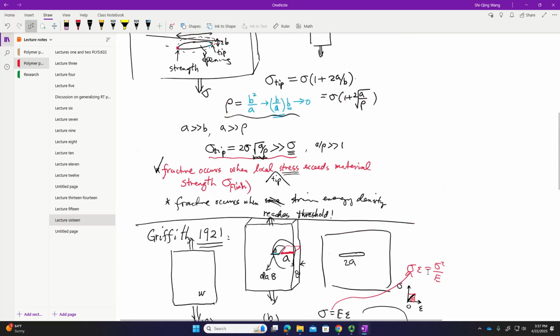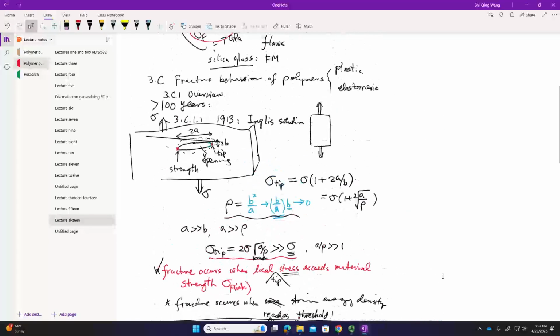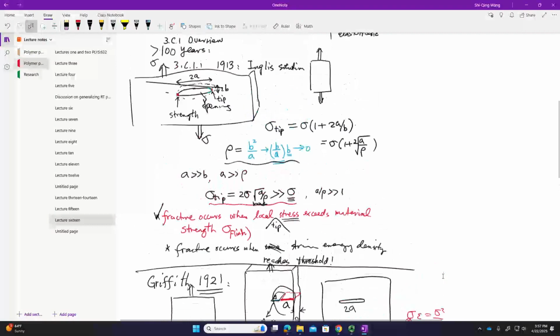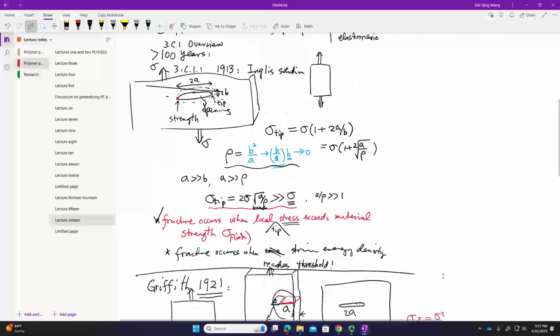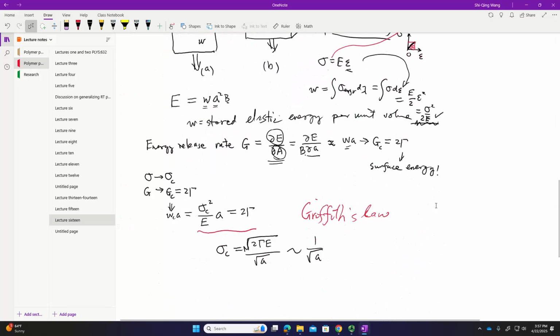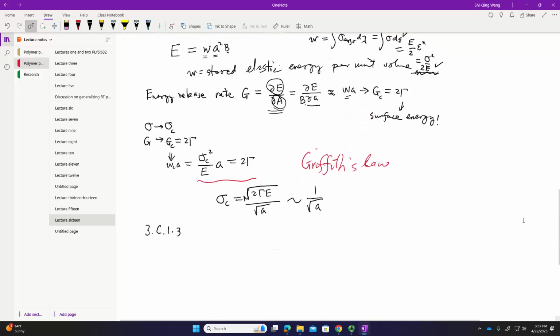Any questions? So if that English result is the first section, then this Griffith is in the bookkeeping as the second part. And this naturally leads to the third part. I know this bookkeeping is always quite tedious.